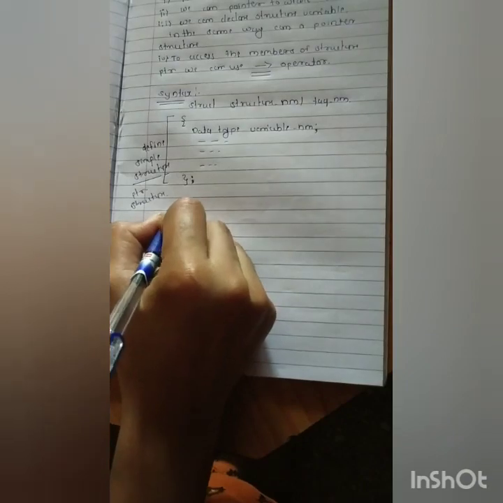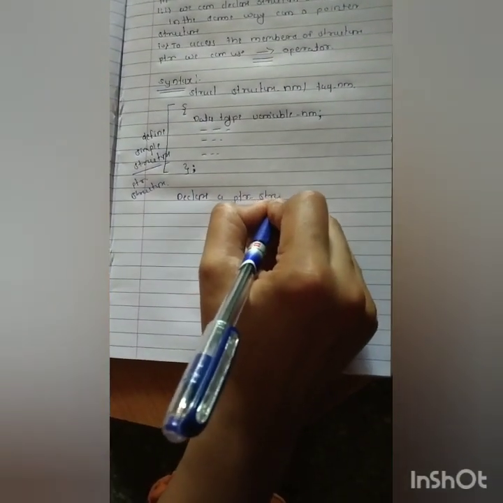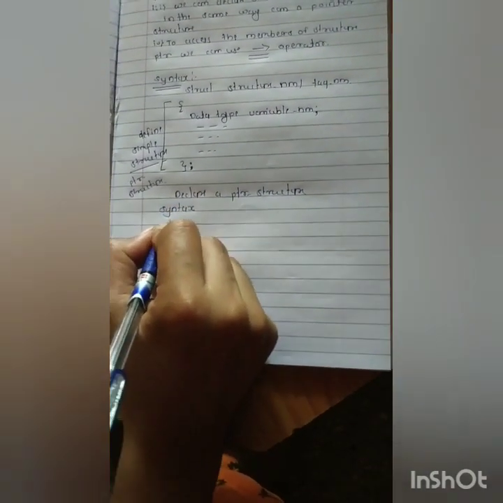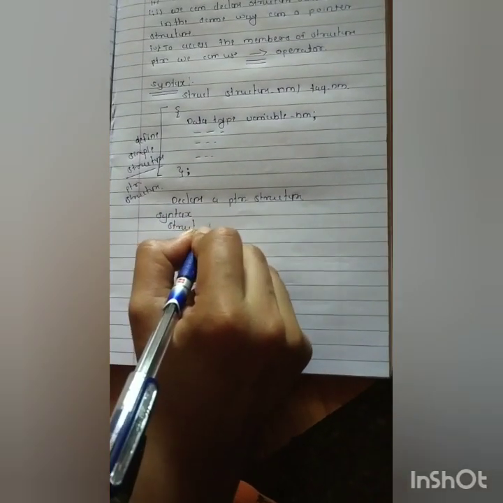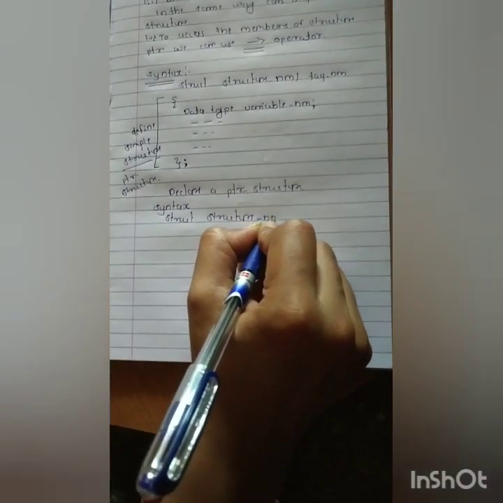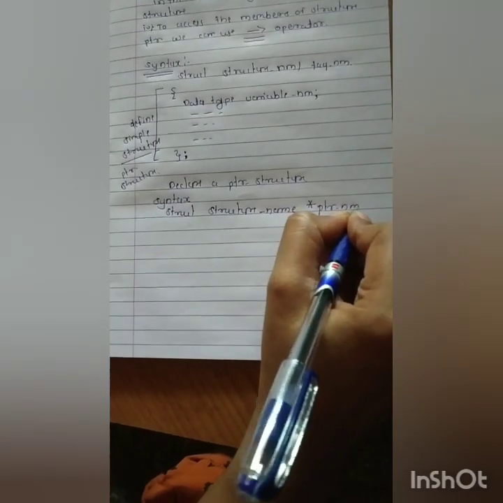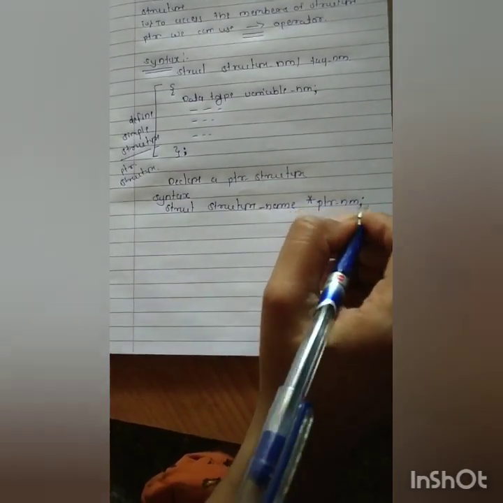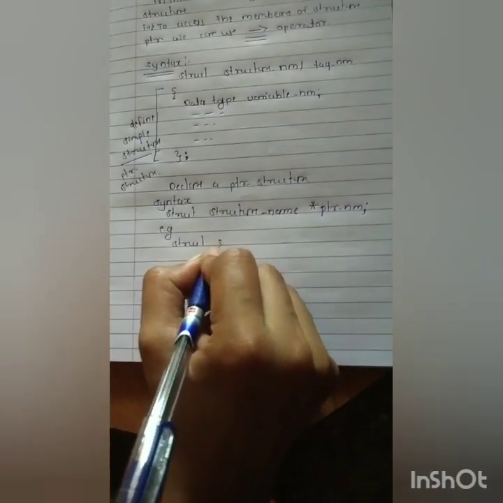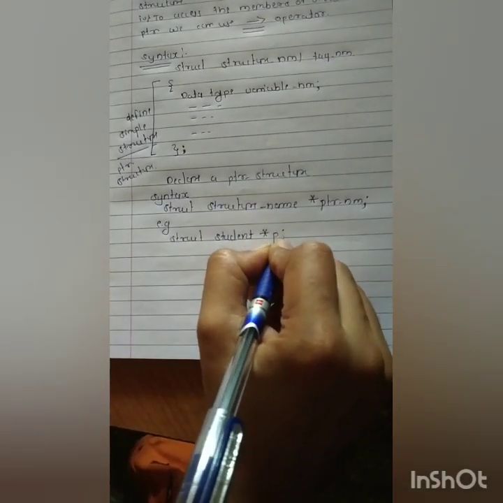We can also define the pointer structure in this way. Next, we can declare a pointer structure. The syntax for declaration of a pointer structure is the struct keyword, then the structure name, and a pointer variable name and semicolon. For example, struct keyword, structure name, suppose student, and a pointer name, suppose P.